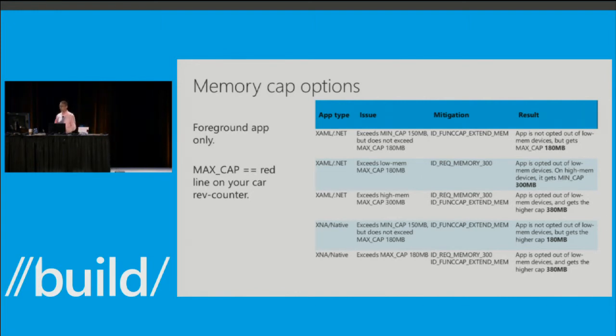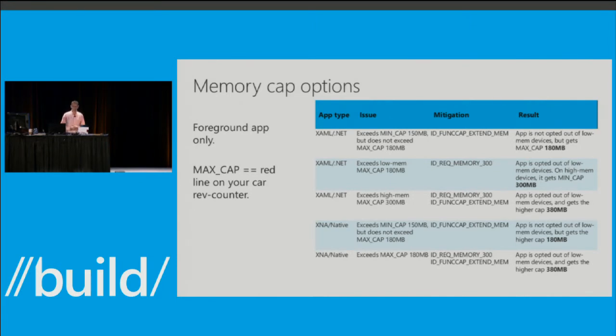There's 2 entries that you can put in your manifest. ID_FUNCCAP_EXTEND_MEM. This is a functional capability. You're asking for extended memory. You're asking for the higher cap. And as I say, if you put that in your manifest, we'll just give you the higher cap. And exactly what the higher cap is depends on the type of app you are and the configuration of the device, how much memory the device has.